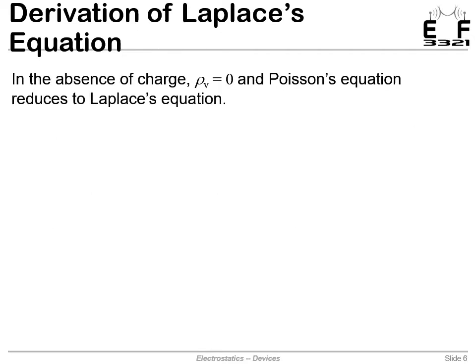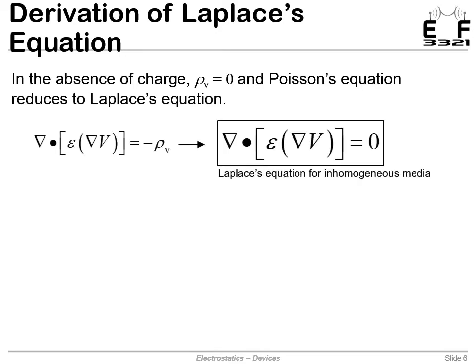Now what happens if there's no charge? In this case, Poisson's equation reduces to Laplace's equation. So if we set this charge term to 0 for Poisson's equation for inhomogeneous media, we get Laplace's equation for inhomogeneous media.